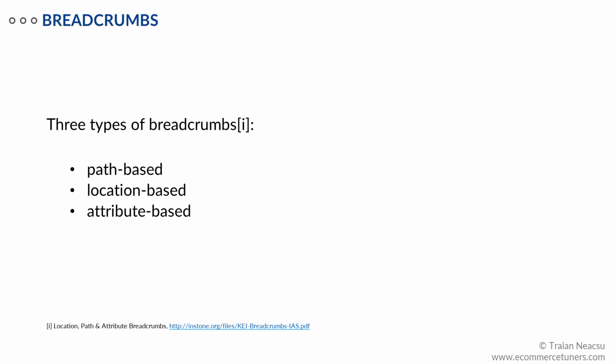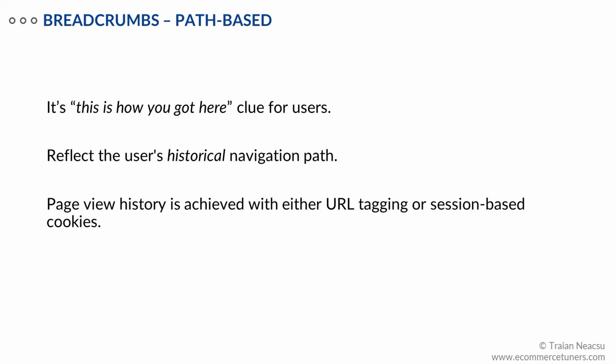Depending on how they are implemented, there are three types of breadcrumbs: path-based, location-based, and attribute-based. Path-based breadcrumbs. This breadcrumb shows the path users have taken within the website to get to the current page. It acts as the "this is how you got here" clue for users.